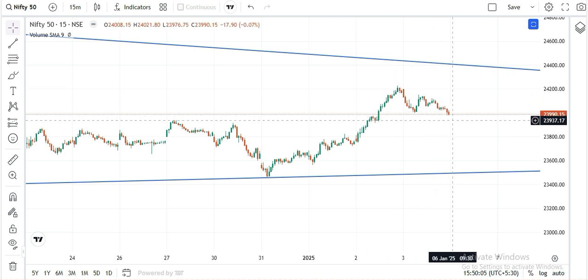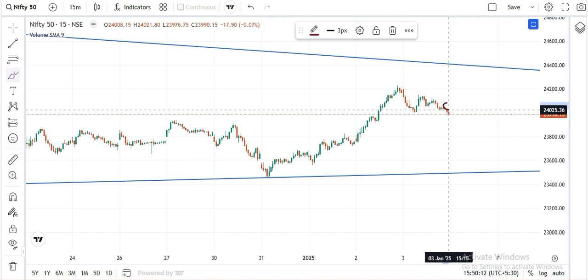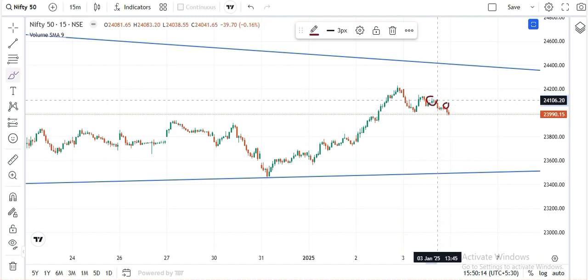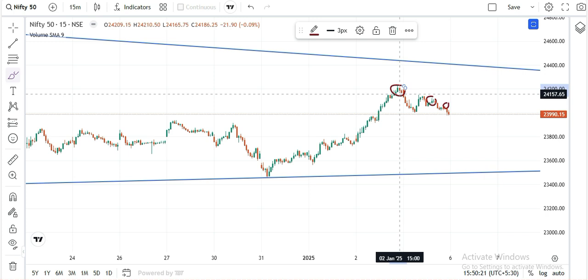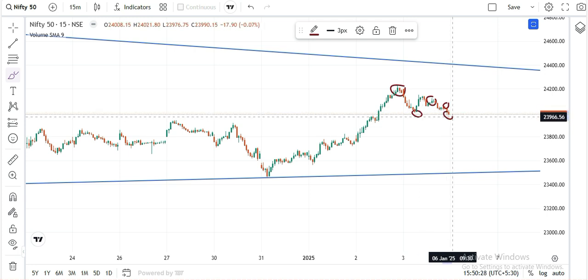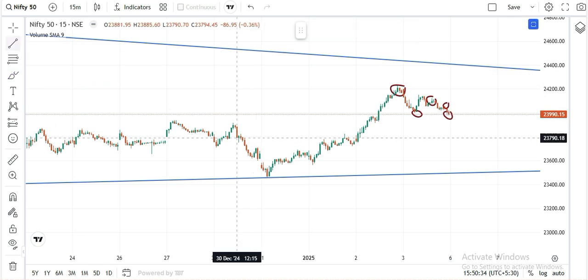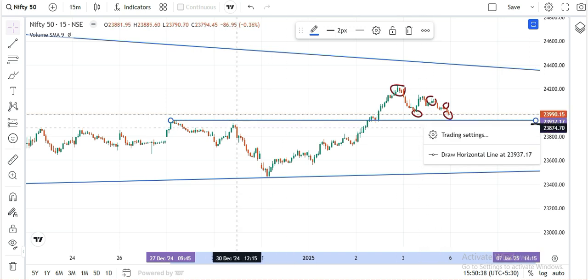This level will act as an immediate resistance. That is, once these levels are broken, you can expect Nifty to cross 24,200 levels, which was made. Similarly, these lows will act as a very major support for Nifty. Once that level is broken, you can expect Nifty to break this support levels. Actually, once these both lows are broken, you can expect Nifty to touch this trend line level.